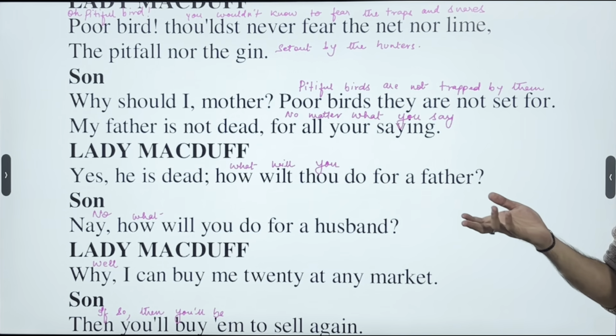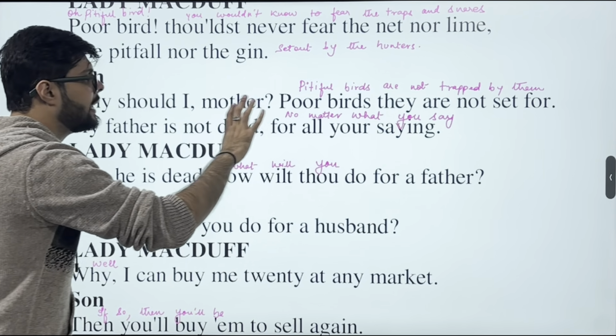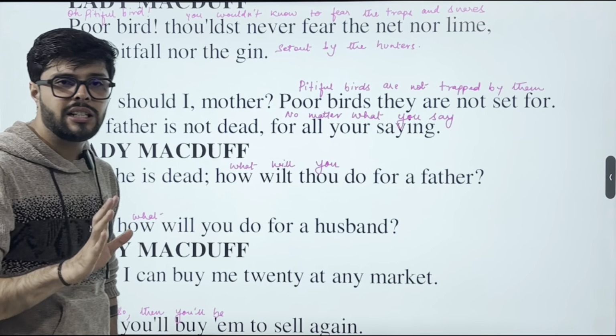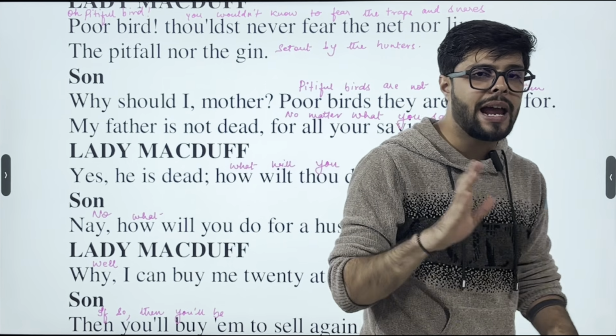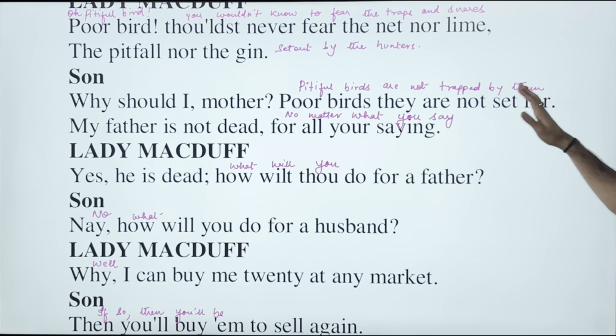Son: Why should I, mother? Why should I fear hunters? Because poor birds are not what the traps are set for. Hunters do not go hunting for anyone who is pitiful, anyone who is poor. Pitiful birds are not trapped by them.